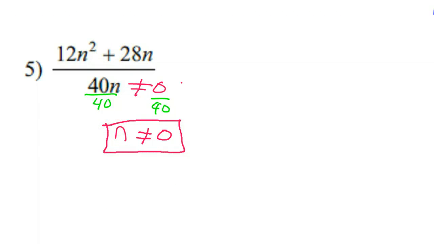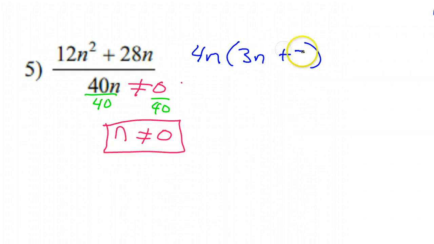Alright, now for the simplified version, I need to factor. So let's see. 12 does not go into 28. How about, I know 4 goes into 28. Let's do 4, see if that's enough. So the GCF here, I think, is 4n. But I'll see once I see what's left. All right. So that's going to leave 3n plus 7. All right, and there's no more GCF, so I did the right thing. And that is over 40n.